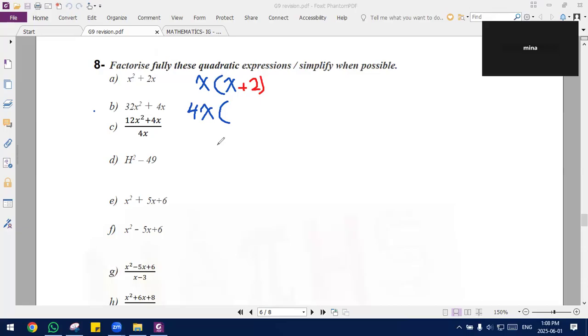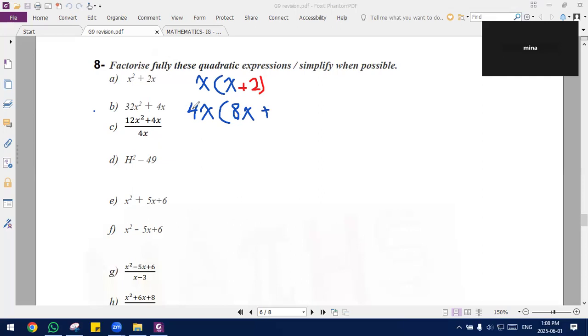32, which is 8. You should divide everything by 4x, yes. 32 divided by 4 is 8. X squared divided by x is x. Correct. Then we put the plus.